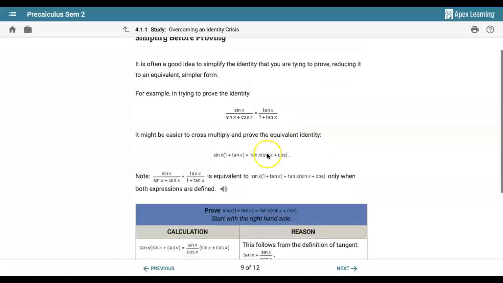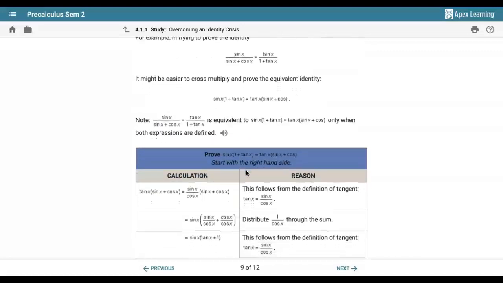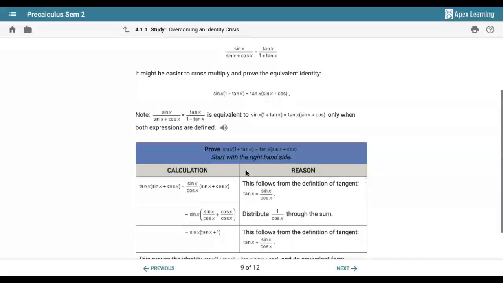This expression is equivalent to this expression here. The key there is, only when both expressions are defined, meaning this can't equal 0 and this can't equal 0. Once we have done that, we then can start our proof, because it's always easier to not have to deal with fractions, in my personal opinion.